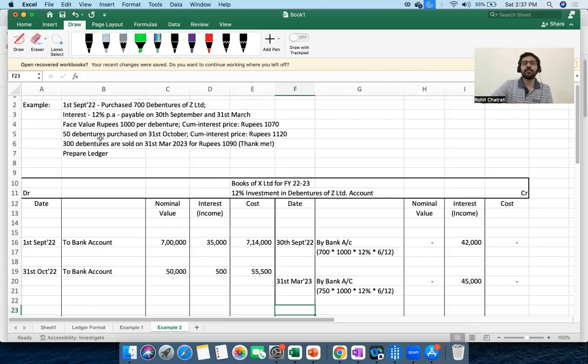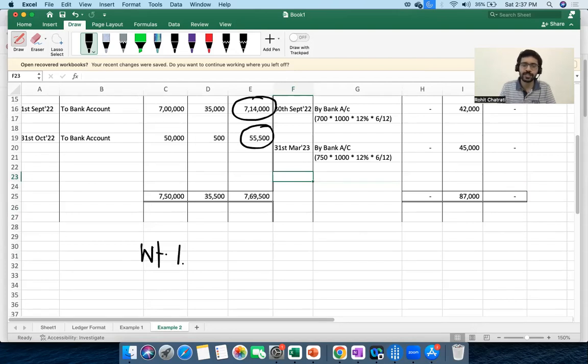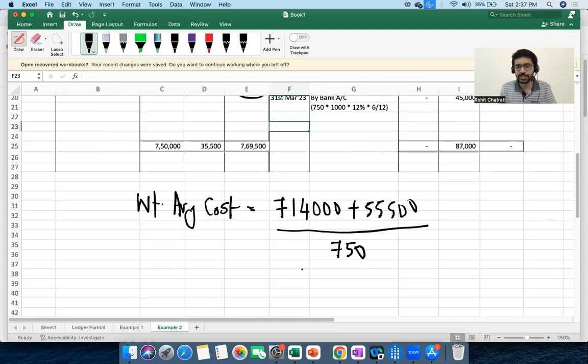How do we calculate the weighted average cost of debentures sold? I'm not moving into the notepad; I will just write it down here itself. I have 7,14,000 wherein I purchased 700 debentures, and I have a cost of 55,500 for 50 debentures. So my weighted average cost at the time of sale is 714,000 plus 55,500 divided by 750 debentures. This is my cost for 750 debentures.